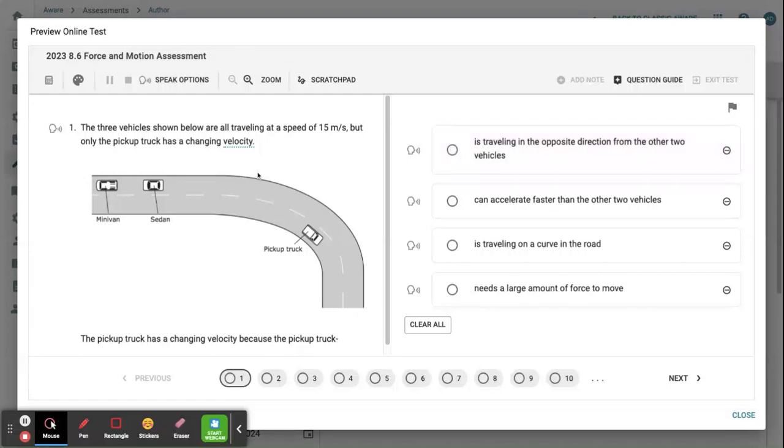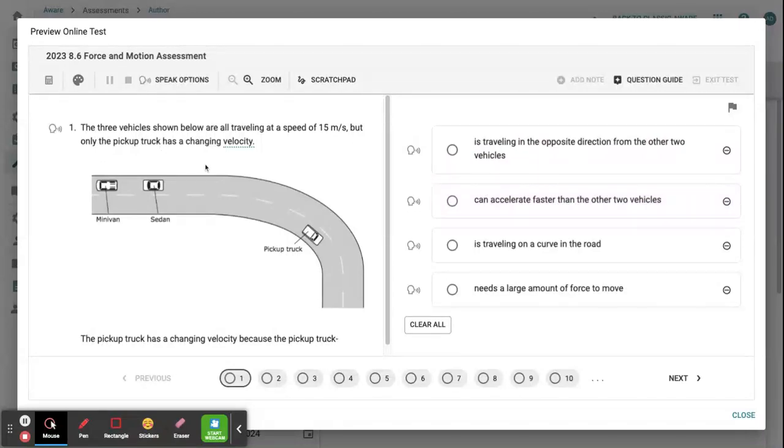The three vehicles shown below are all traveling at a speed of 15 meters per second, but only the pickup truck has changed velocity. So remember, velocity has to do with speed in a given direction. So if these two are going the same direction, how is it different for the pickup truck? Okay, so it says it is traveling in the opposite direction from the other two. We don't really know whether they're going this direction or that direction.